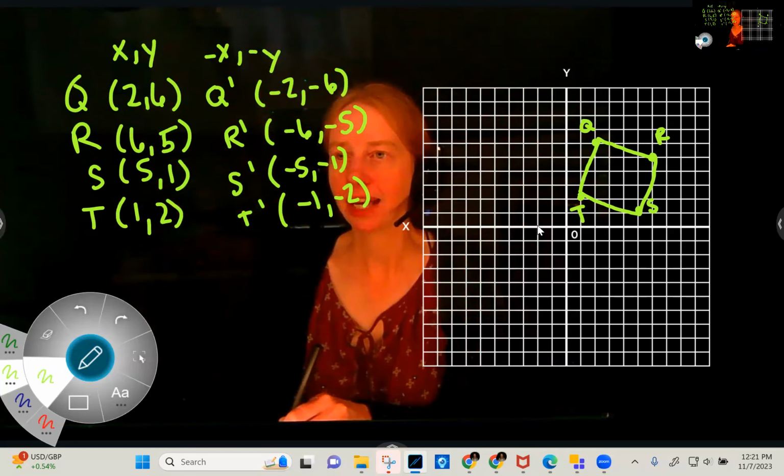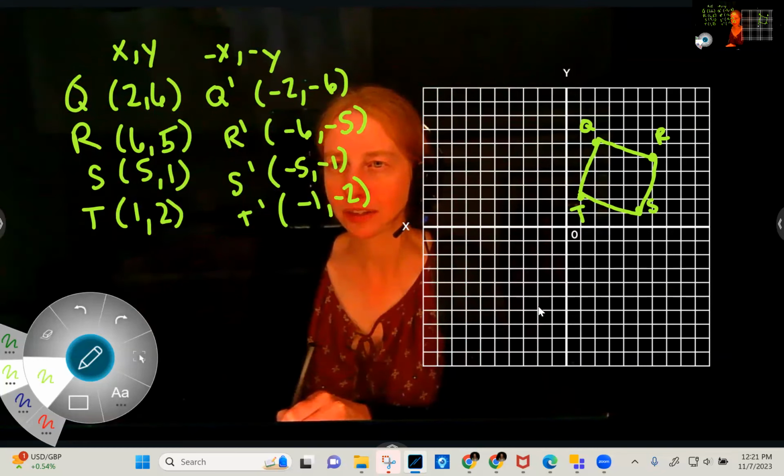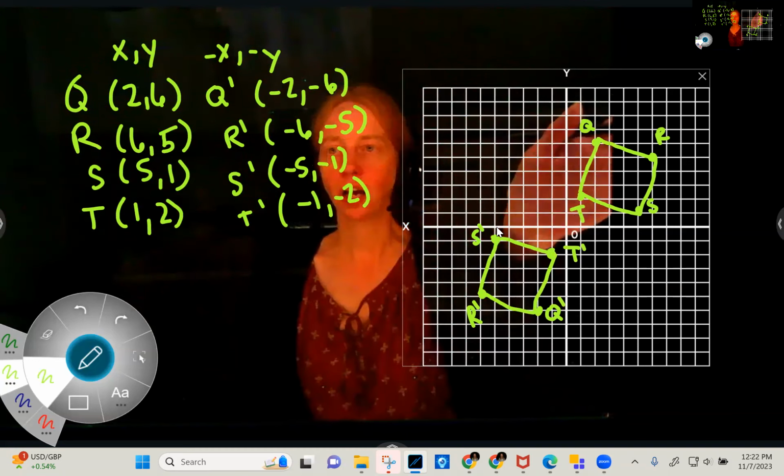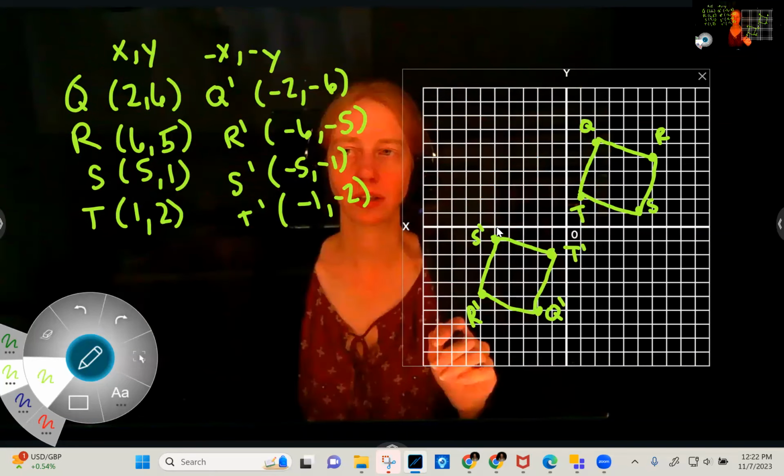So now I'm going to plot them. -2, -6. I think 1, 2, 3, 4, 5, 6. Here's my Q prime. -6, -5. 1, 2, 3, 4, 5, 6. 1, 2, 3, 4, 5. That's my R prime. S prime is -5, -1. And T prime is -1, -2. Okay, and so now I have this rectangle written, and it's an exact 180 rotation.